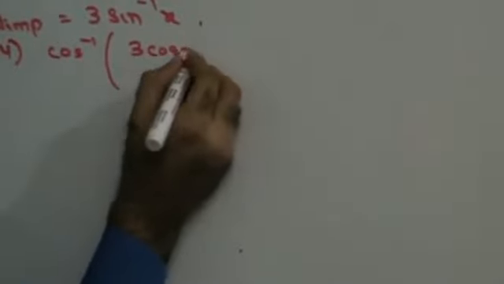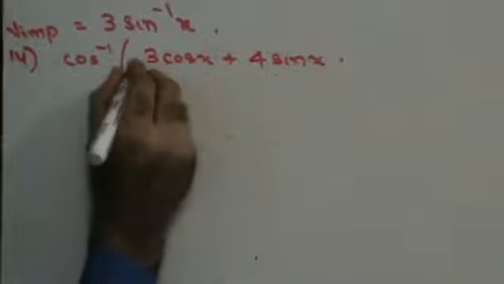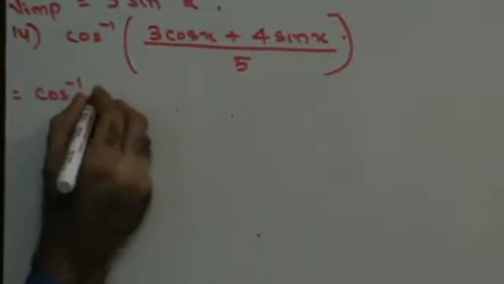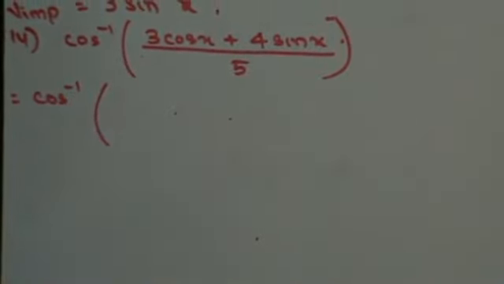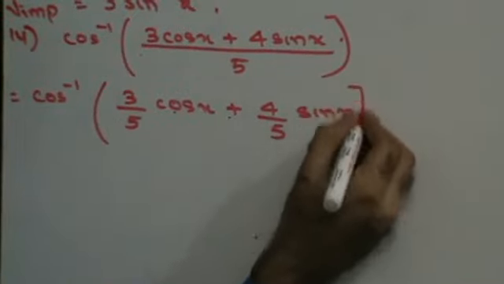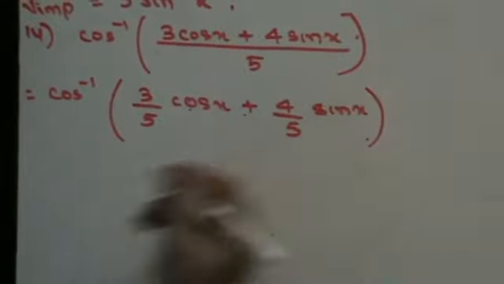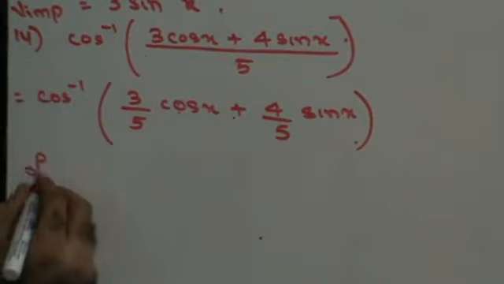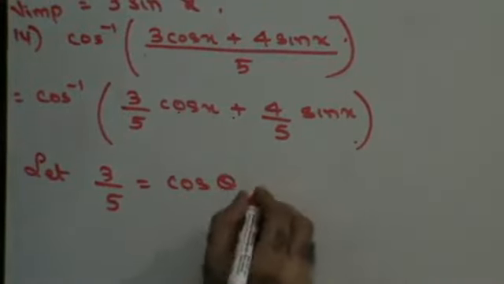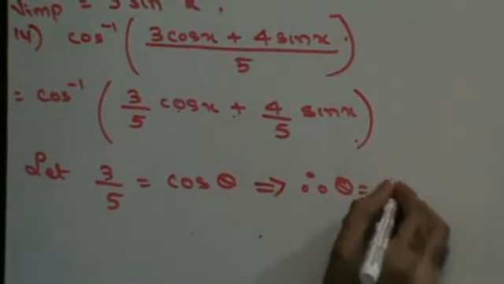Next, let's see another sum, guys. Cos inverse of (3 cos x plus 4 sin x) upon 5. Right? Now, this can be written as cos inverse of, split the numerator, 3 upon 5 cos x plus 4 upon 5 sin x. Right? Now, let's see this. Let us assume that 3 upon 5 is cos theta. If 3 upon 5 is cos theta, then I can say therefore theta is cos inverse of 3 by 5.